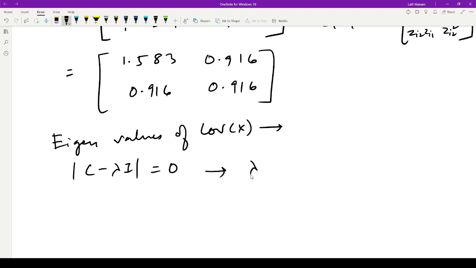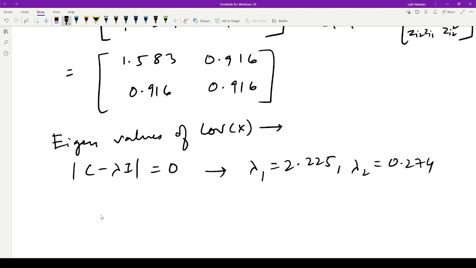And given this, you can solve. How many eigenvalues will you have? It's a 2 cross 2 matrix. You will have 2 eigenvalues. You can solve for the specific values. I'm just writing it out. And if we solve for these 2 eigenvalues, how will we get the eigenvectors? Solve for the null space of C minus lambda.